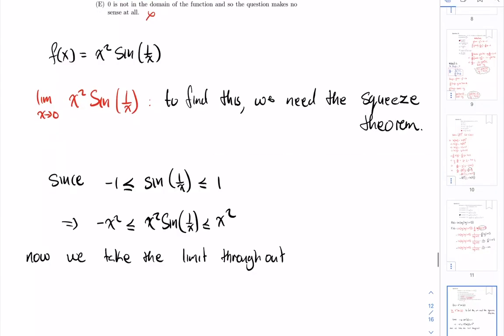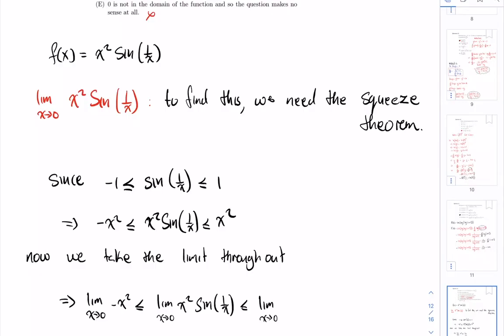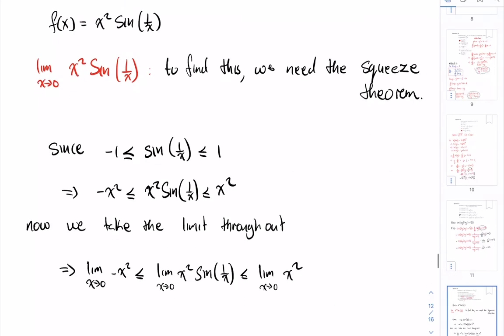Taking the limit throughout gives us the limit as x approaches 0 of negative x squared is less than the limit as x approaches 0 of x squared sine of 1 over x. So that's also less than the limit as x approaches 0 of x squared. So this means we have 0 is less than or equal to the limit as x approaches 0 of sine of 1 over x times x squared, which is less than 0.